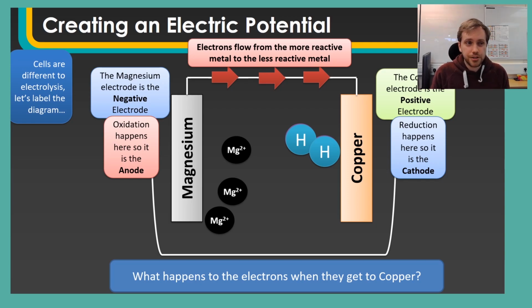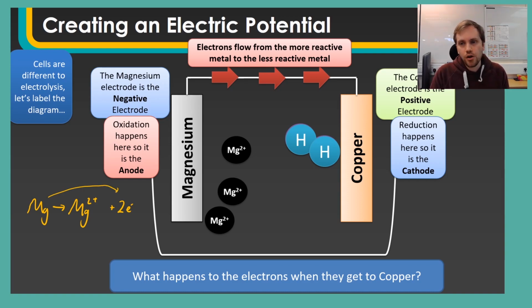What we also need to be able to do is write some half equations for what's happening at each electrode. So we'll start with the magnesium side. So we begin with Mg, just normal magnesium, and it turns into Mg2+. When it does that, it oxidizes, so it loses electrons, and those electrons are then separate to the magnesium.